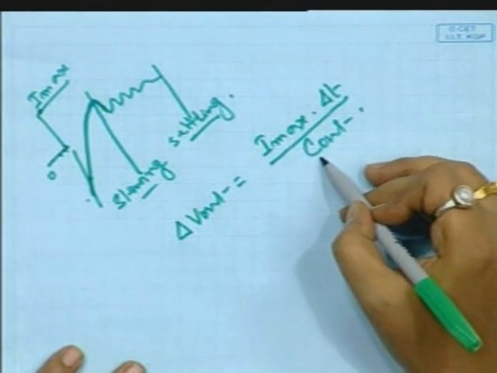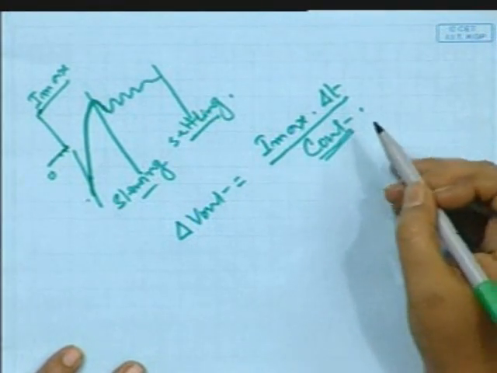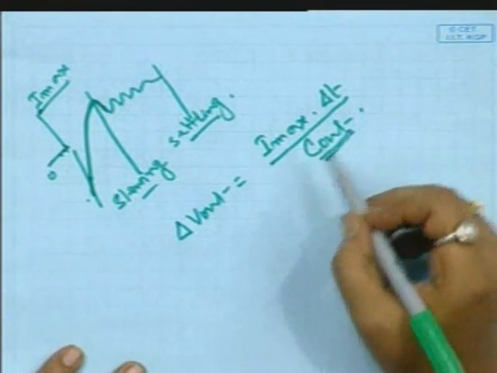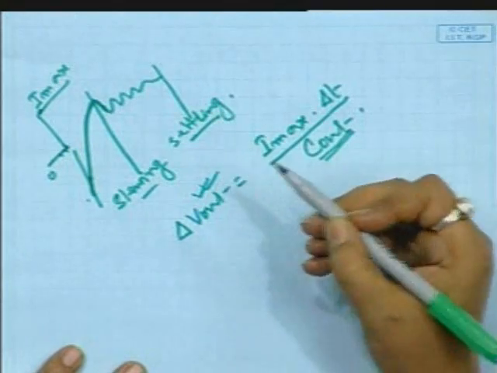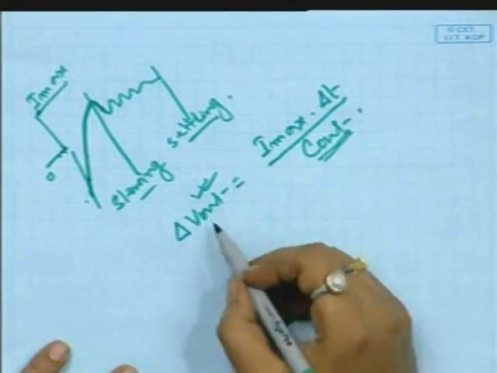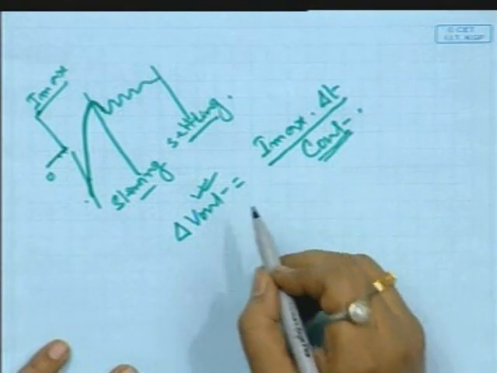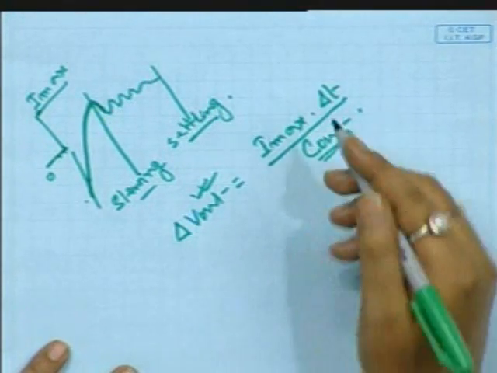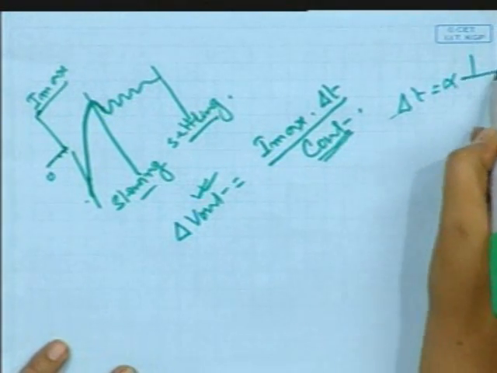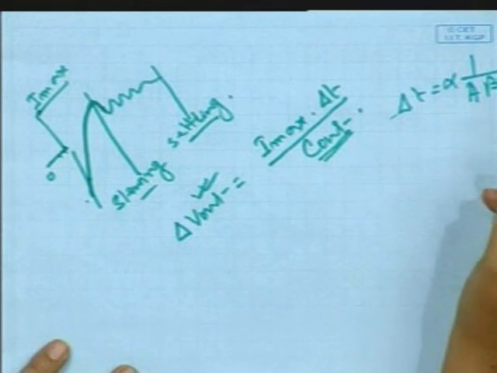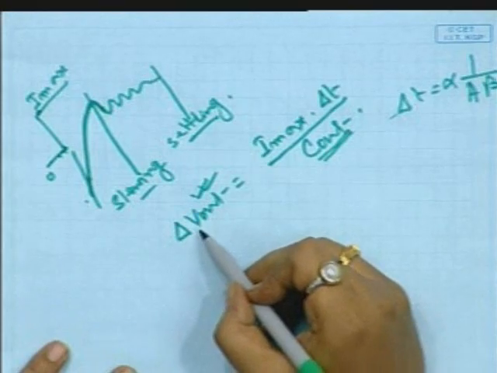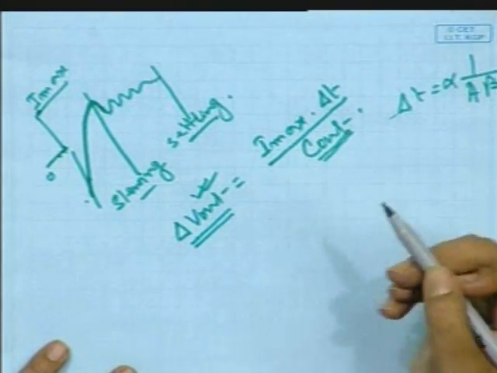Now if the C out is high, that means the output capacitance, the load capacitor of the regulator, is quite high, at that time the output voltage change due to load transient will be less, and delta T is approximately inversely proportional to the loop gain. So for high loop gain, the variation of the output voltage will be less.